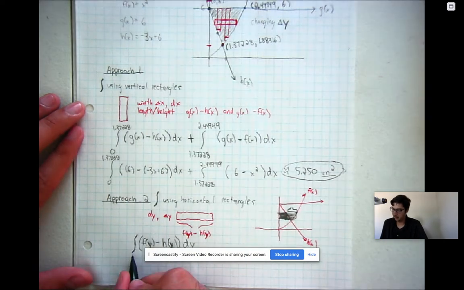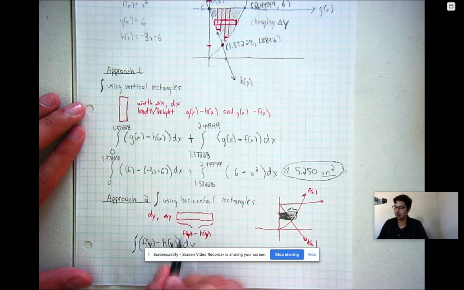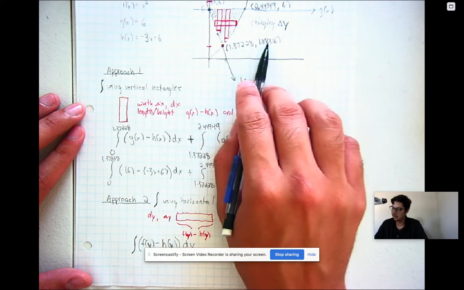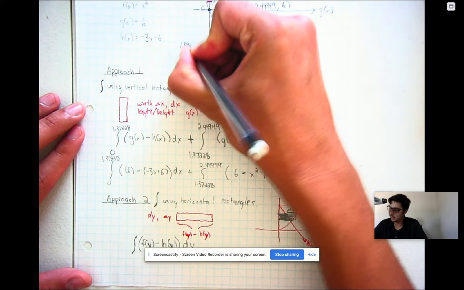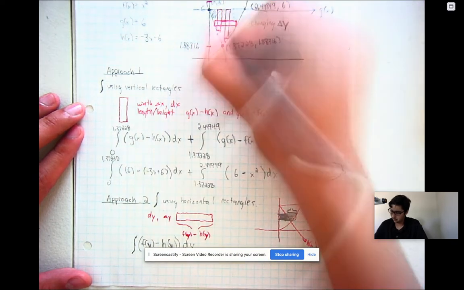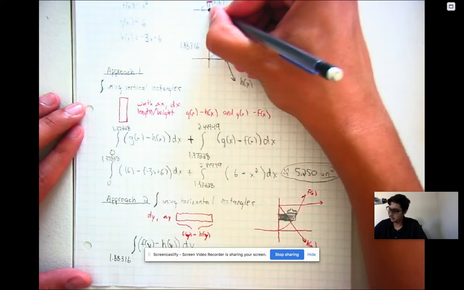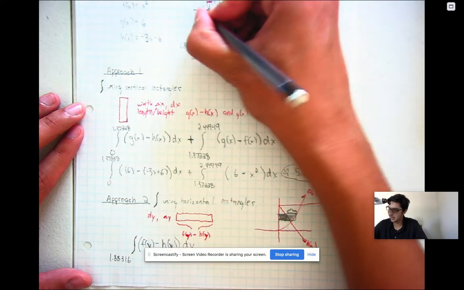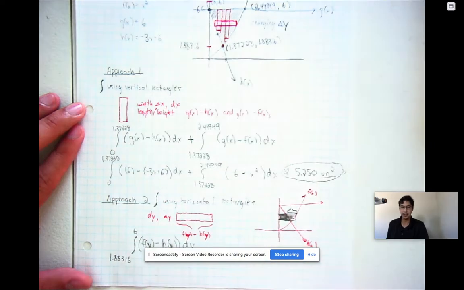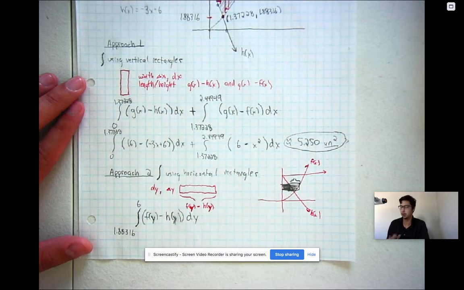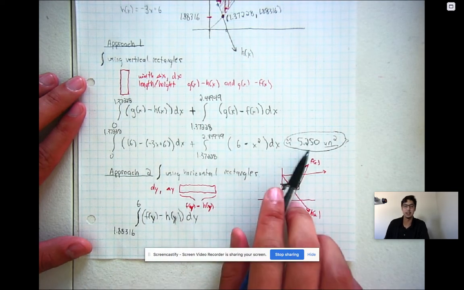And then our integral is going to go from our bottommost point, but remember we're looking with respect to y, so when we look at this intersection point, it's not the 1.37228. We're looking at from 1.88316 up until the top here, which is at 6. And that will give us, hopefully, crossing my fingers, but not really because I know it will work out, the same area as this.